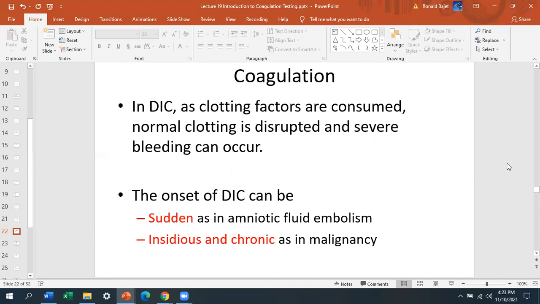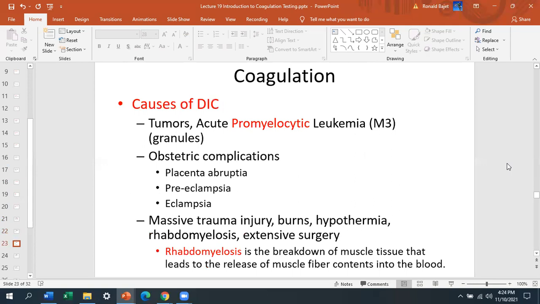At the onset of DIC, it can be sudden, such as amniotic fluid embolism. That's why for pregnant women in labor and delivery, DIC is a threat. DIC can also be insidious and chronic, such as in malignancy. So the causes of DIC, like I mentioned earlier, are tumors or acute promyelocytic leukemia. Remember, I talked about the granules of the promyelocytes that can set off DIC. That's why if you're diagnosed with M3 acute leukemia, you might run a coag panel to prevent DIC.